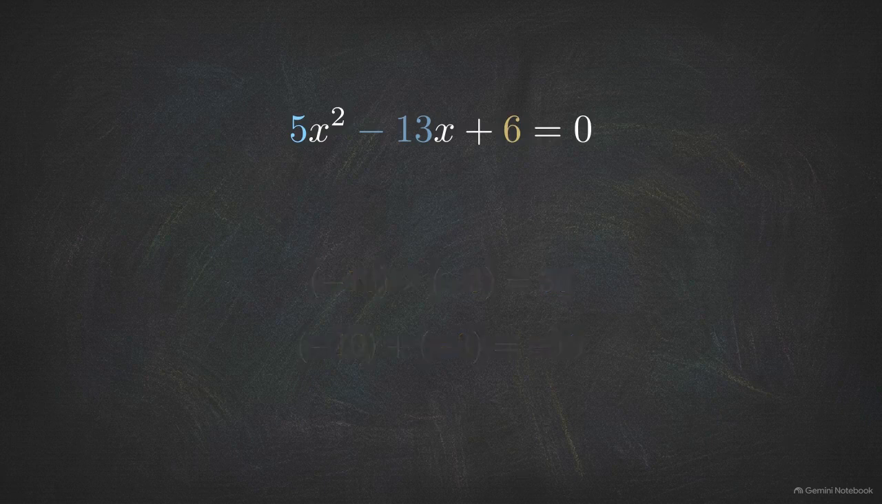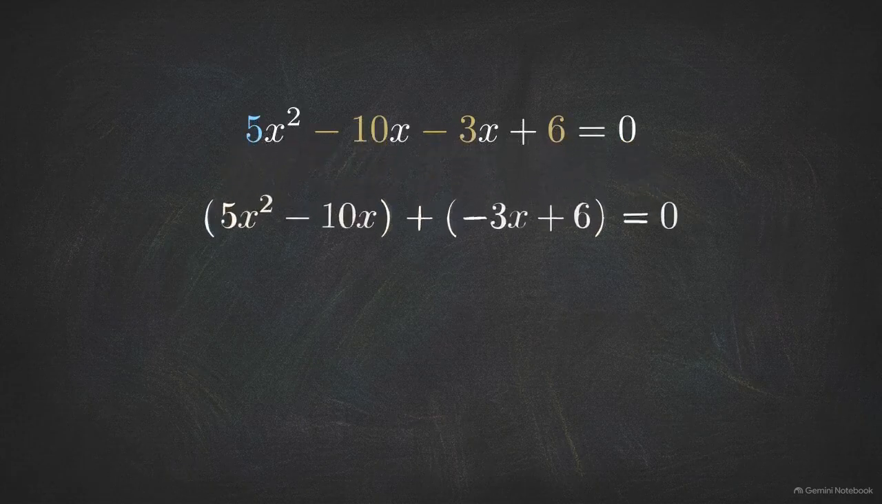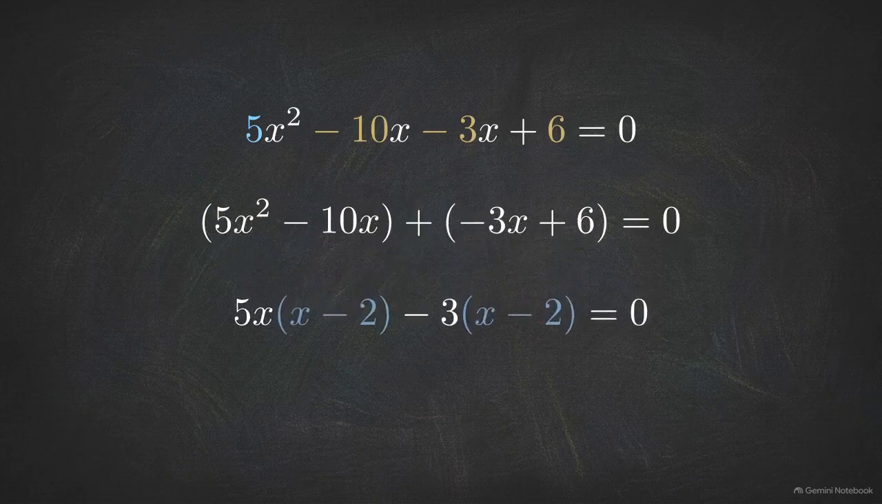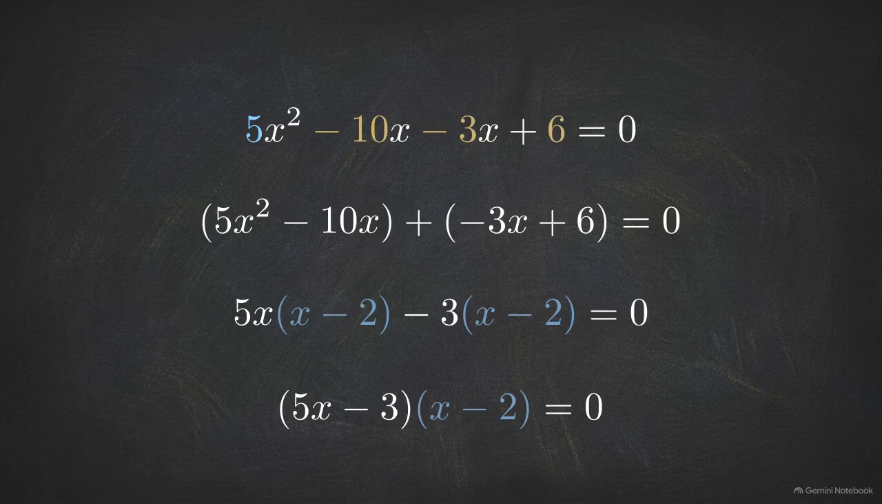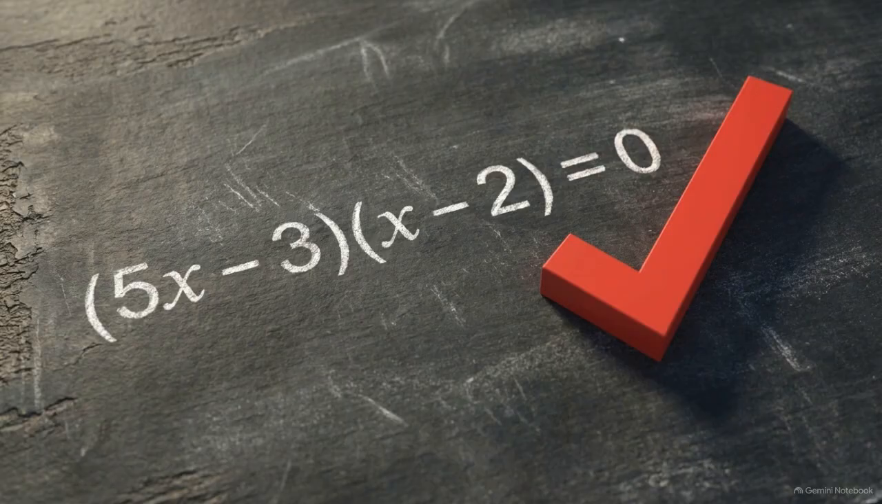We deconstruct the middle term into these two discovered integers. We group the terms, factor out the greatest common denominators, and finalize the translation into intercept form. Reverse FOIL is highly effective, provided the underlying structure yields clean, discoverable integer factors.